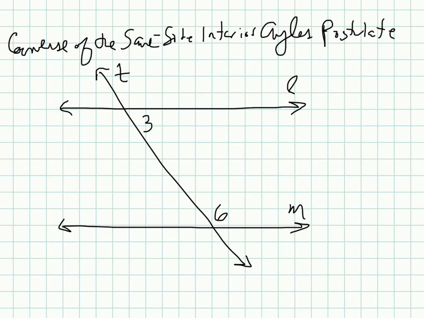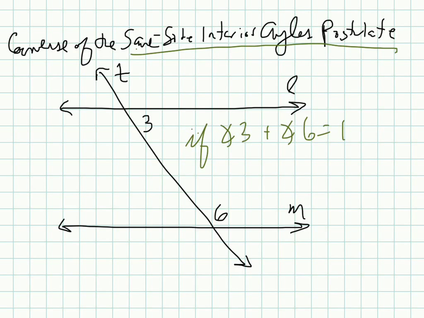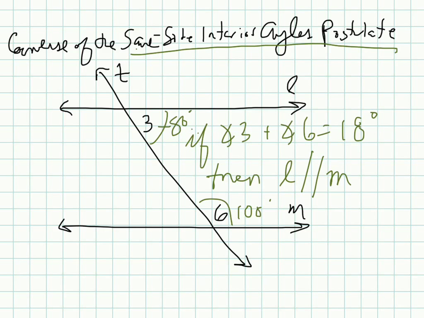For a third one, we have the same side interior angles postulate. If you remember this one, what this said was if you're given parallel lines, their same side interior angles will be supplementary. So that means we could say the converse is true. If angle 3 added to angle 6 has a sum equal to 180 degrees, then you could again say line L is parallel to line M. So if this was 80 degrees and this was 100 degrees, then you could say line L is parallel to line M.